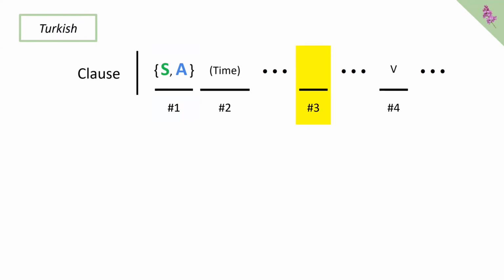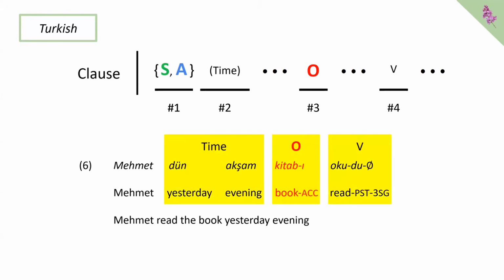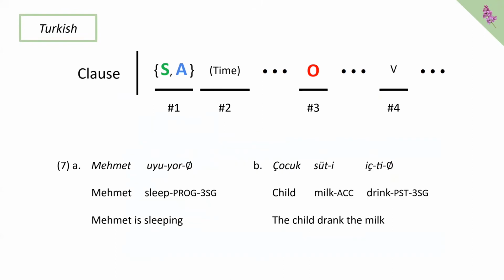Let us now talk about position 3. In Turkish, position 3 is occupied by O arguments. If we go back to example 6, we'll see that the O argument, the book, sits between the verb read and the expression of time yesterday evening. Before we move on, note that all of our ideas about Turkish word order are also valid in clauses like these, which lack expressions of time.